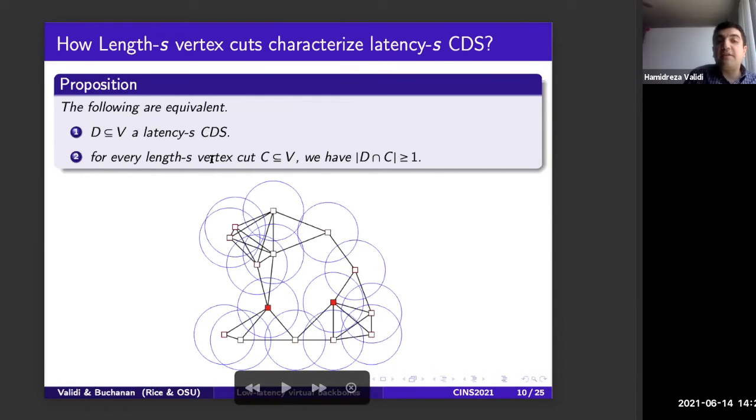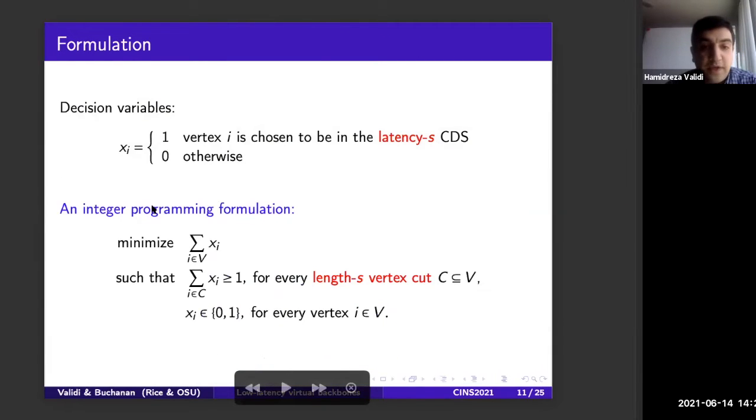If for every length S vertex cut C you have this relation, then D is actually a latency S CDS. With this knowledge and the relationship between these two, we propose an IP formulation, an integer programming formulation, in which we have x_i's, where x_i is 1 if vertex i is chosen in the latency S connected dominating set, and 0 otherwise.